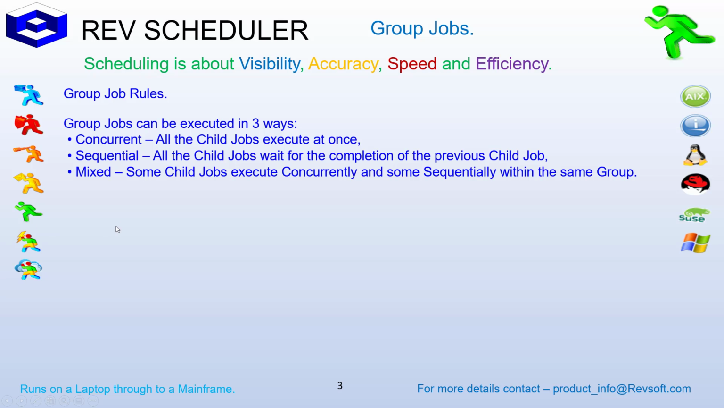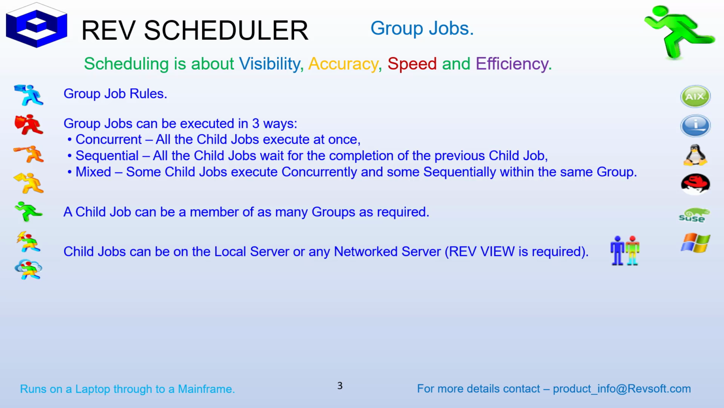That's rule 1. Rule 2, a child job can be a member of as many groups as you require. Rule 3, child jobs can be executed on the local server or any network server, and all that's required is Rev Scheduler and Rev View, our free networking framework. Fourth and last rule, a group job can be single execution or multi-run with either preset times, the blue recycle, or the green recycle, which means regular intervals between executions.